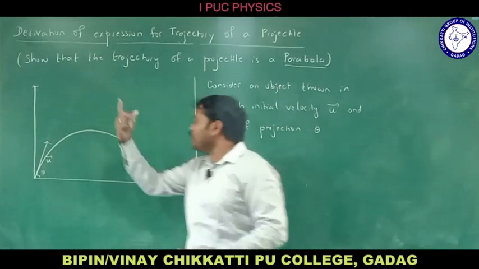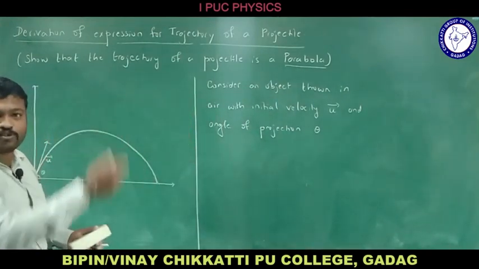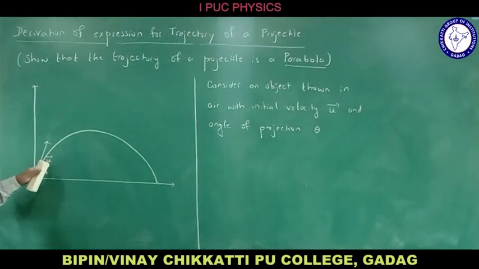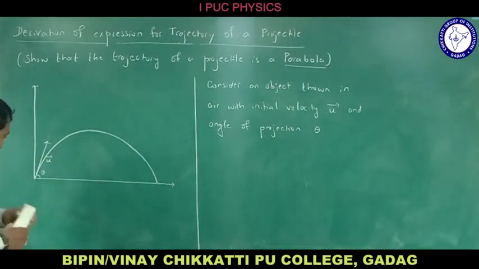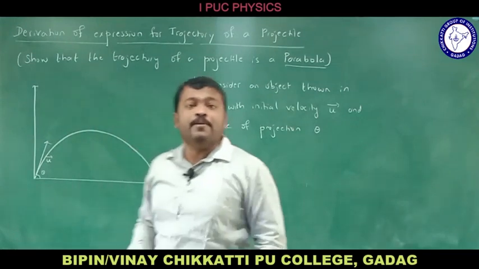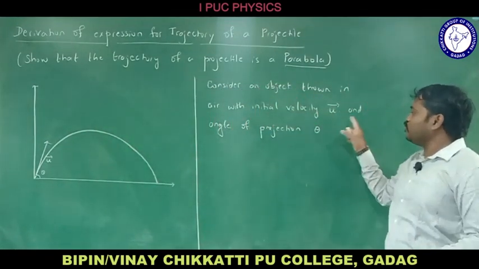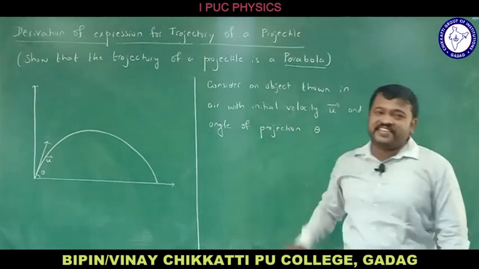Consider an object which is thrown in air. With which velocity I'm throwing? That velocity is called u. And what is the angle made here? That is theta. This is the angle made by the direction of propagation with the horizontal. That angle is called the angle of projection. Consider a body thrown in air with initial velocity u and angle of projection theta.